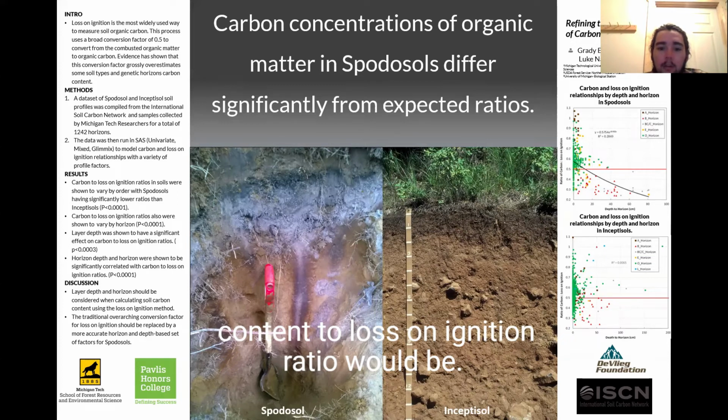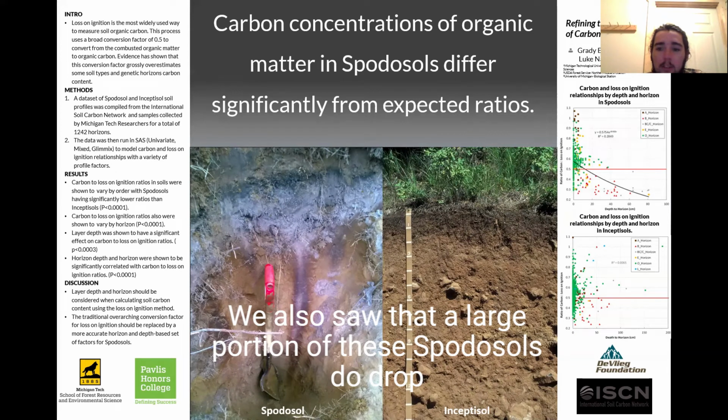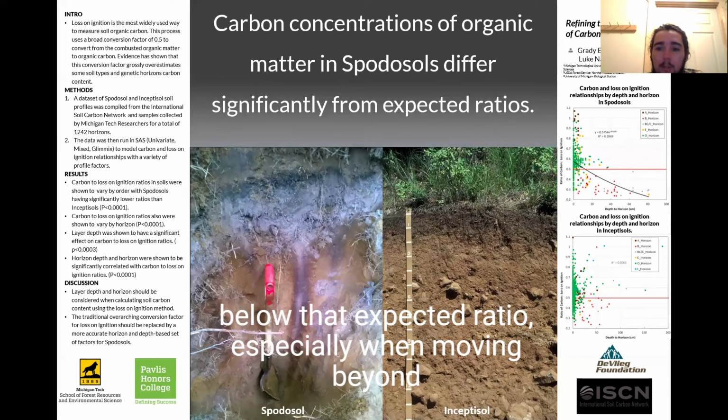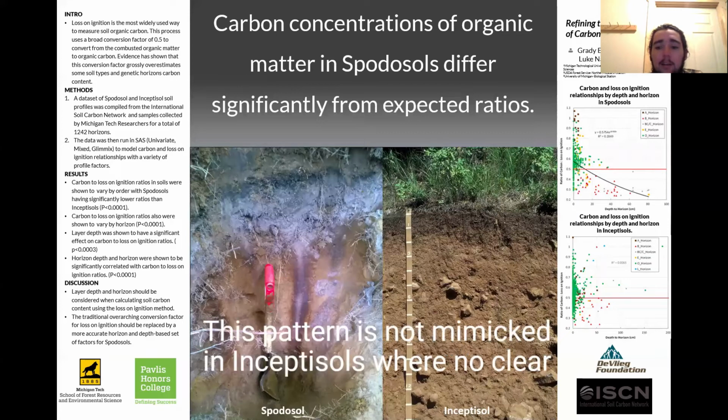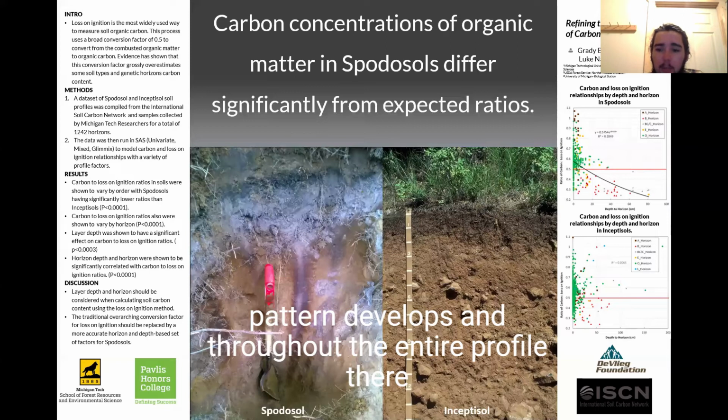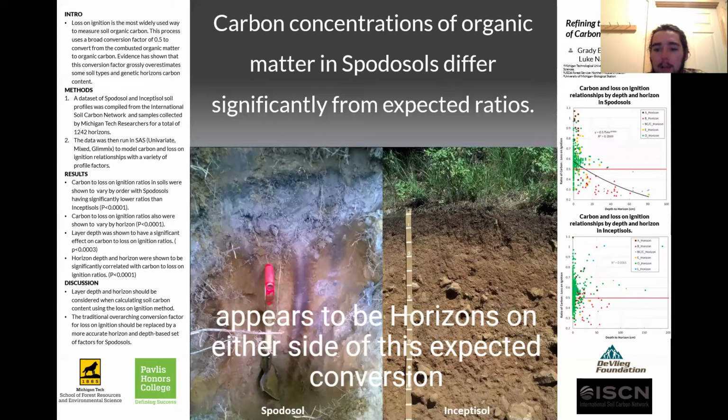We also saw that a large portion of these Spodosols do drop below that expected ratio, especially when moving beyond a certain depth. This pattern is not mimicked in Inceptisols, where no clear pattern develops, and throughout the entire profile, there appear to be horizons on either side of this expected conversion factor of 0.5.